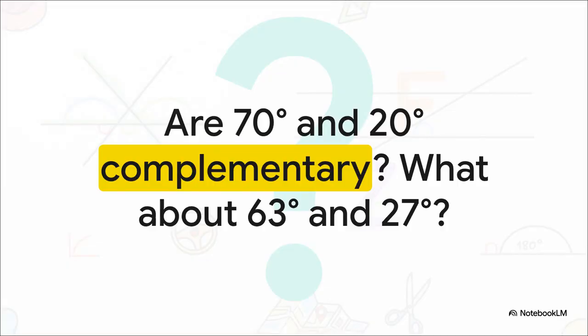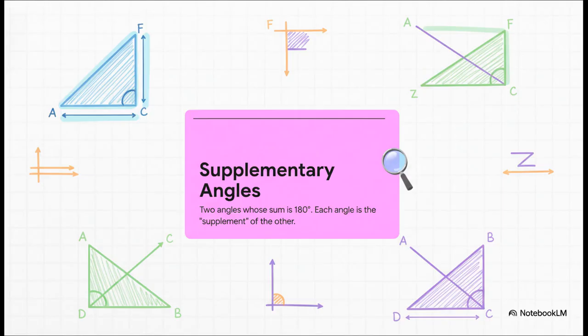So let's do a quick check. You have a 70-degree angle and a 20-degree angle. Do they add up to 90? Yep, 70 plus 20 is 90, so they're complementary. What about 63 and 27? Add them up, and yes, 90 degrees on the dot. You've totally got this.